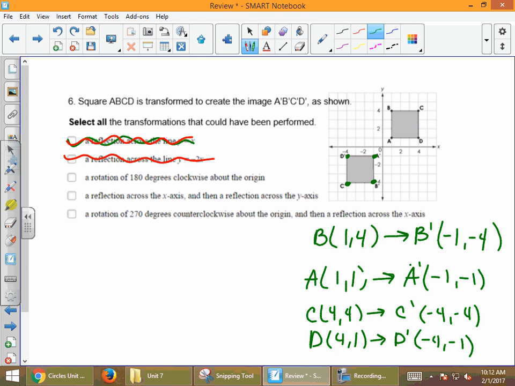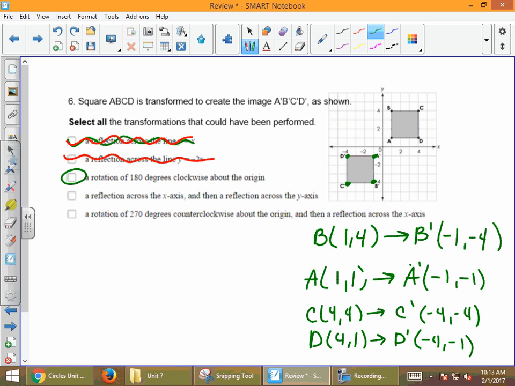You just go through, do that rotation, if it matches, you circle it or check it, whatever. I know the box might need it. Check it. That one works. What about the next one?